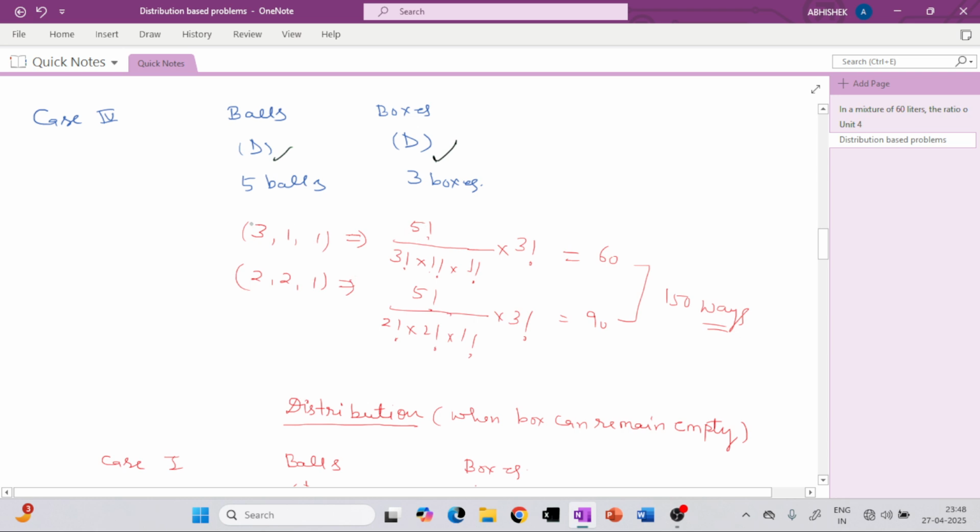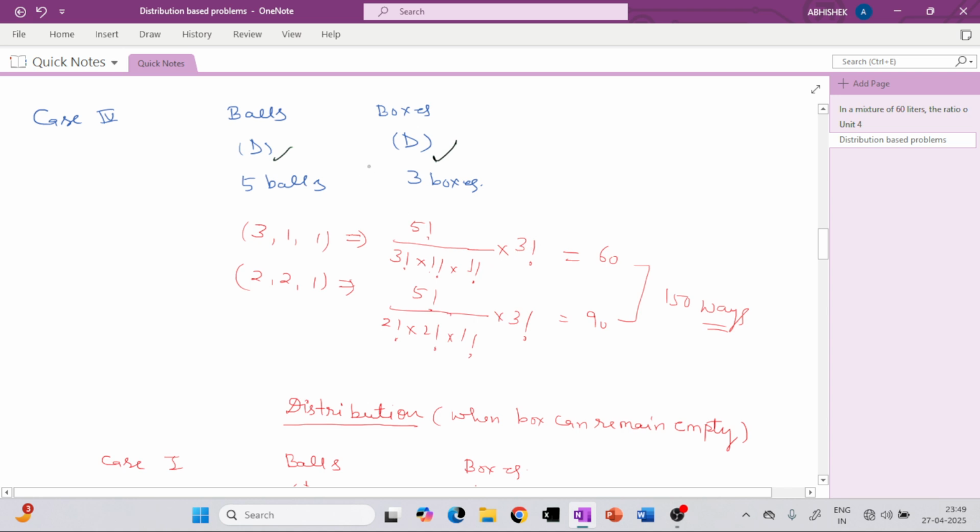Again 5 balls can be arranged in 5 factorial ways, but the box means when the balls will be kept inside a box, the order of balls inside the box is not important. Okay, so that order must not be taken. So we have to remove that one. So 5 factorial divided by 3 factorial into 1 factorial into 1 factorial.